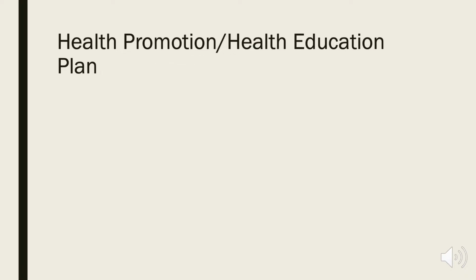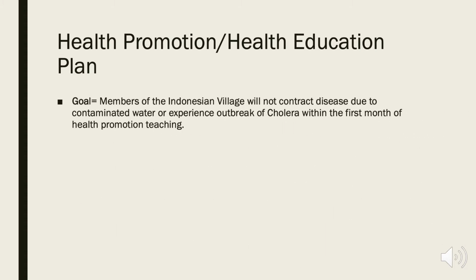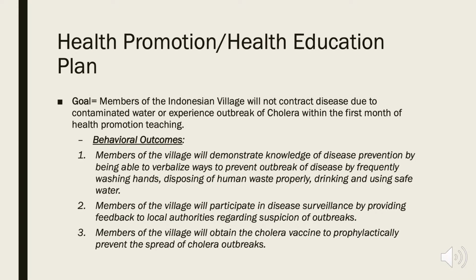So as far as the health education plan, the main goal is that the members of the Indonesian village will not contract disease due to the contaminated water or experience an outbreak of cholera within the first month of health promotion teaching. Ways to implement this goal, the first one is the members of the village will demonstrate knowledge of disease prevention by being able to verbalize ways to prevent outbreak and disease by frequently washing hands, disposing of human waste properly, and drinking and using safe, clean water.